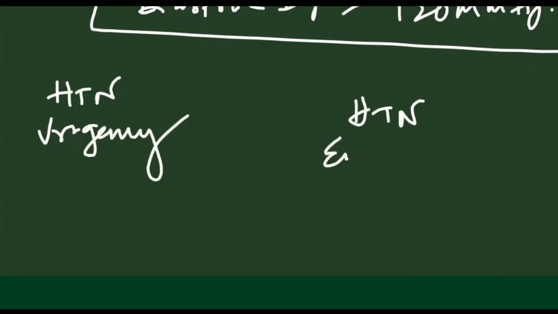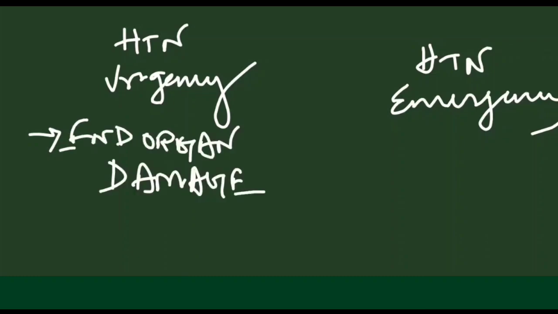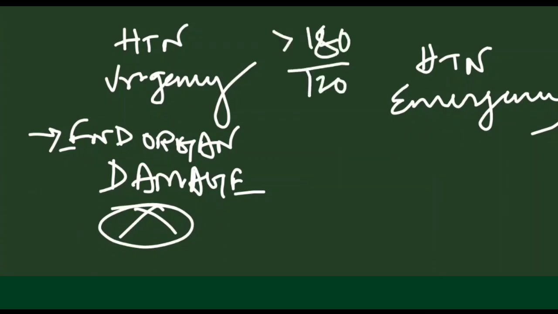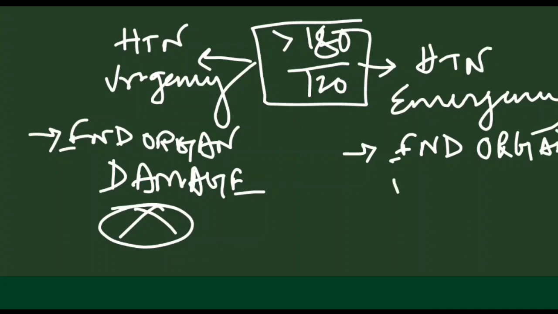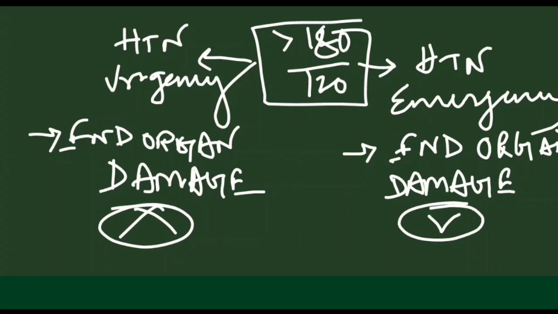So based on it, there are two types, right? One is hypertensive urgency. Another is hypertensive emergency. Now, what is hypertensive urgency? When end organ damage is not occurring, we call it hypertensive urgency. But the BP is more than 180 by 120 in both cases, right? The difference is that in urgency there is no end organ damage, but in hypertensive emergency end organ damage is occurring. This is the difference.